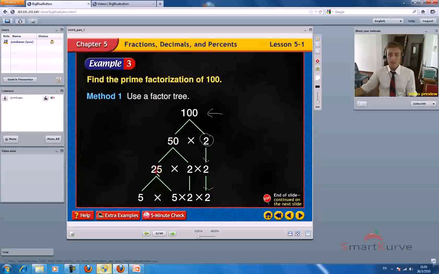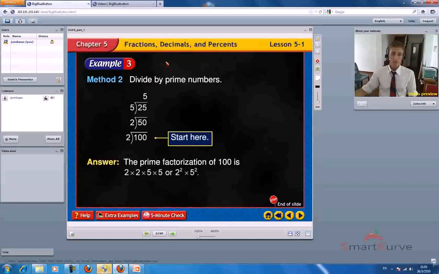50 is a composite number, so divide it again. 25 times 2. 2 again is a prime number, so we carry that one down. We then have 25. 25 is 5 times 5. 5 and 5 are both prime numbers. So at the bottom, we have all prime numbers. That is the prime factorization, all prime numbers of a number: 5, 5, 2, and 2.